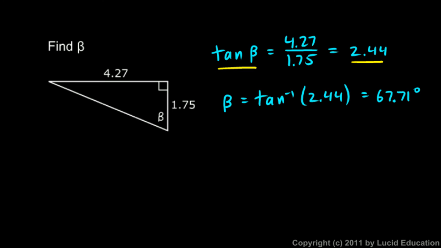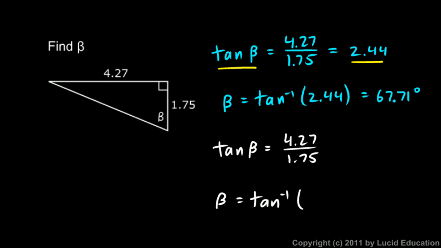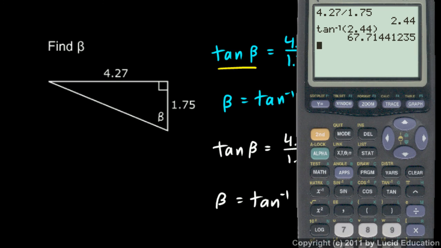Okay, and again, you should be able to do this in one step. You should be able to work it like this. And you don't even have to write this part. You can just, in your mind, take note that the tangent of beta is 4.27 over 1.75 because you're looking at the diagram and you're saying, okay, the tangent of beta is 4.27 over 1.75. So beta must be the inverse tangent of that. So beta would be the inverse tangent of 4.27 over 1.75. And you could type that into the calculator just like that.